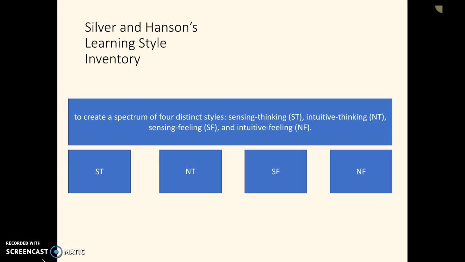Others have taken and built off of the work of the MBTI. One example of that is Silver and Hanson's Learning Style Inventory. What they have done is taken categories of the MBTI and placed them together: sensing thinking, intuitive thinking, sensing feeling, and intuitive feeling, which are STs, NTs, SFs, or NFs, if you're looking at it from the perspective of the MBTI. What you can do is look at how these concepts impact learners and what they need in a classroom environment.